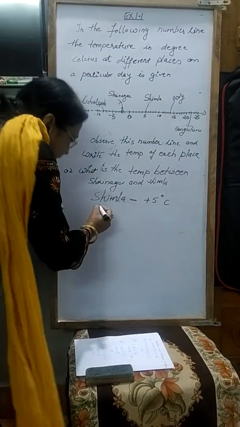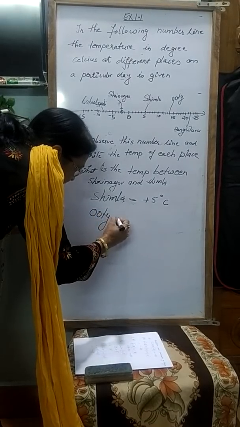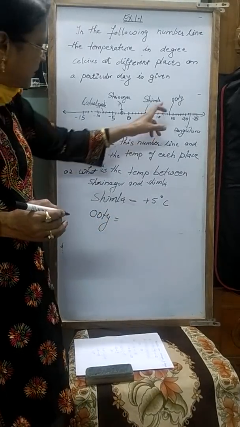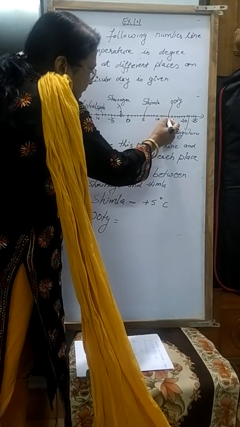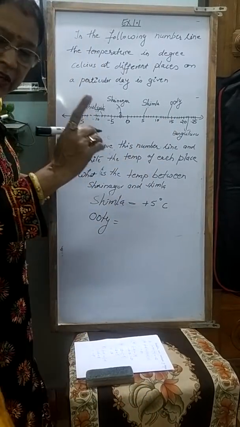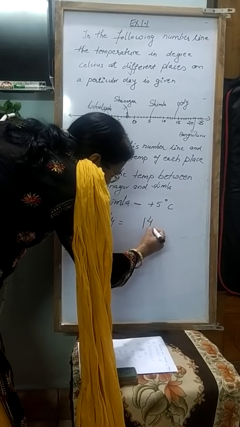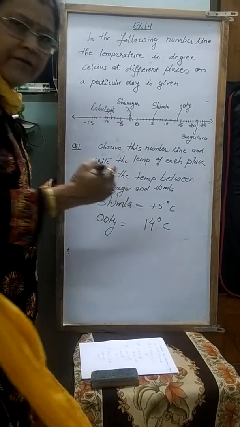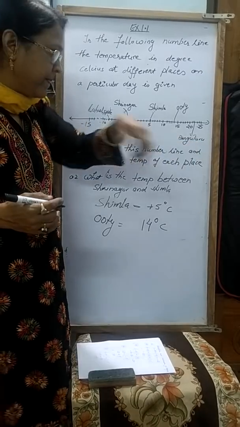The second city is Ooty. The second city is Ooty. The temperature of Ooty is 11, 12, 13 and 14. So here the temperature of Ooty is 14 degrees Celsius. Now the third city is Bangalore.